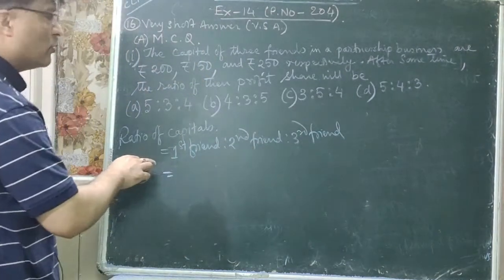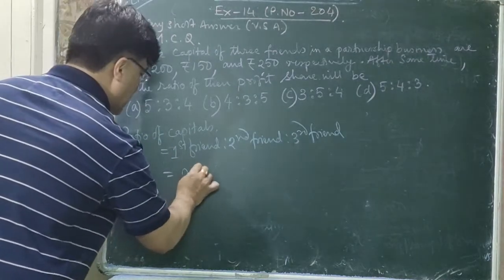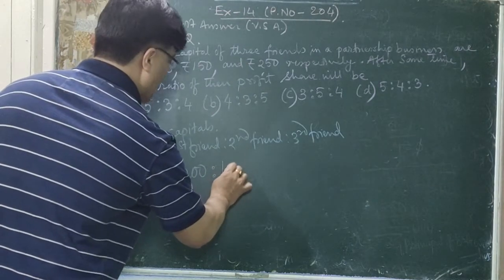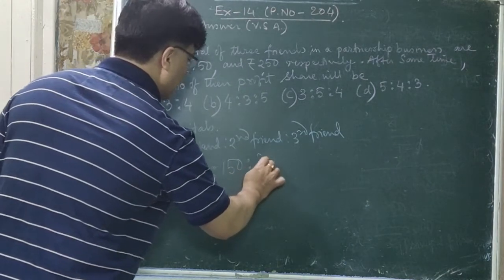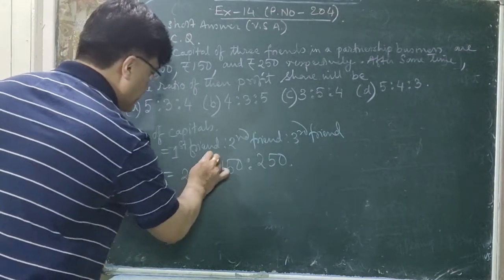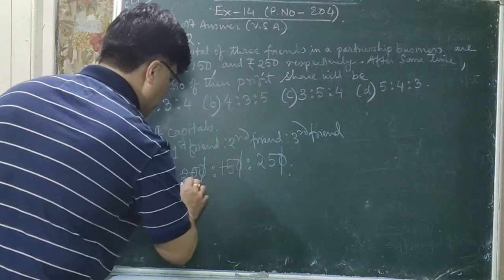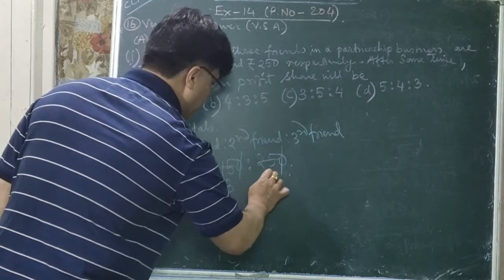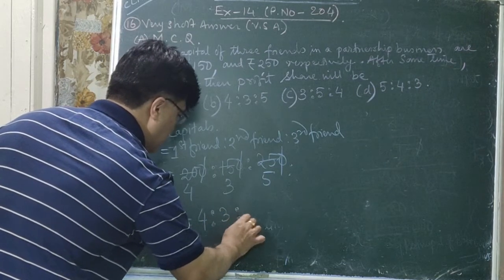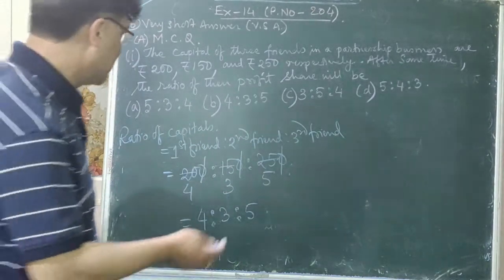So is equal to first friend ko capital ko this is 200 rupees. The rupees na like that, sir, because in the ratio these rupees will be cancelled. 200 is to 150 is to 250, right? So you can write it in lowest form. 0 0 gets cancelled. 5 4s are 20, 5 3s are 15, 5 5s are 25, which is equal to 4 is to 3 is to 5. Yehi nahi huncha ratio of their profit share.